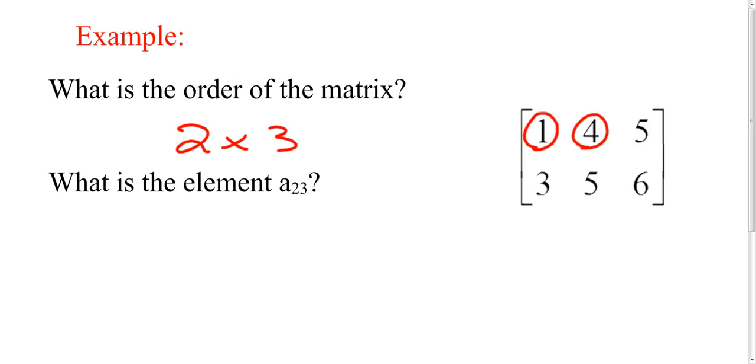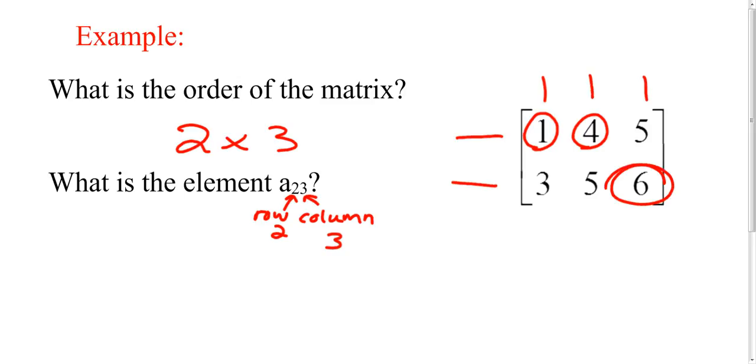The next question is asking you, what is the element A23? What that means is, what is in the position of row 2, column 3? That's what it's asking you. What is in the position of row 2, the second row, third column? Here's the first row, here's the second row, first column, second column, third column. So second row, third column would be this element right here, and it happens to be a 6. Okay?